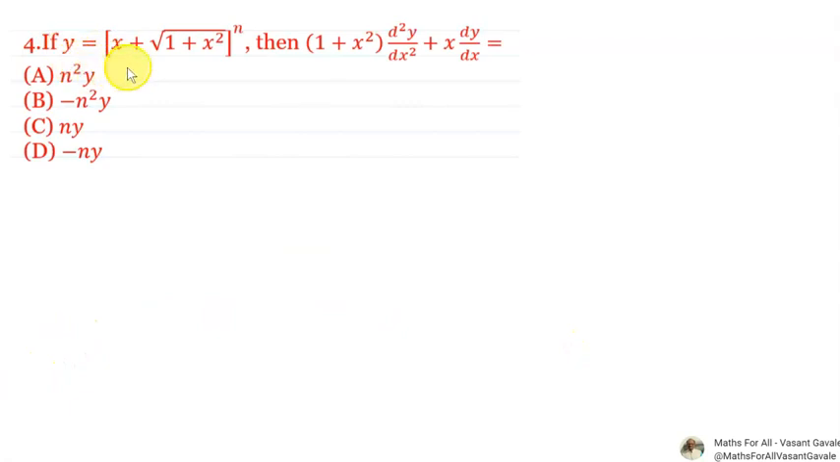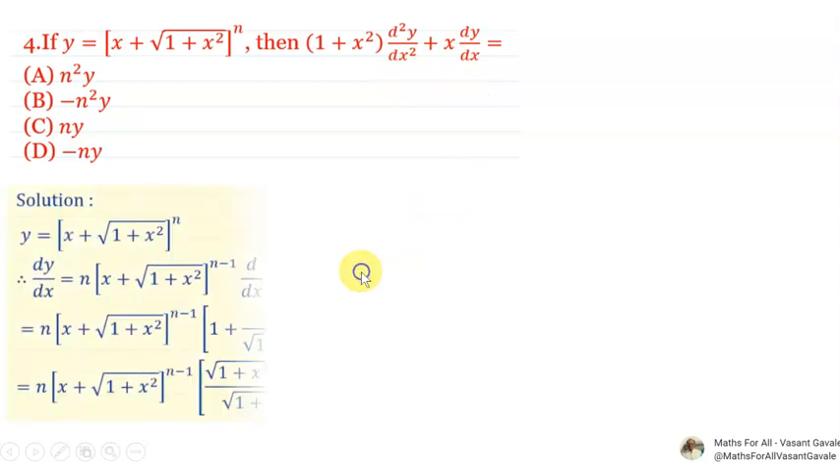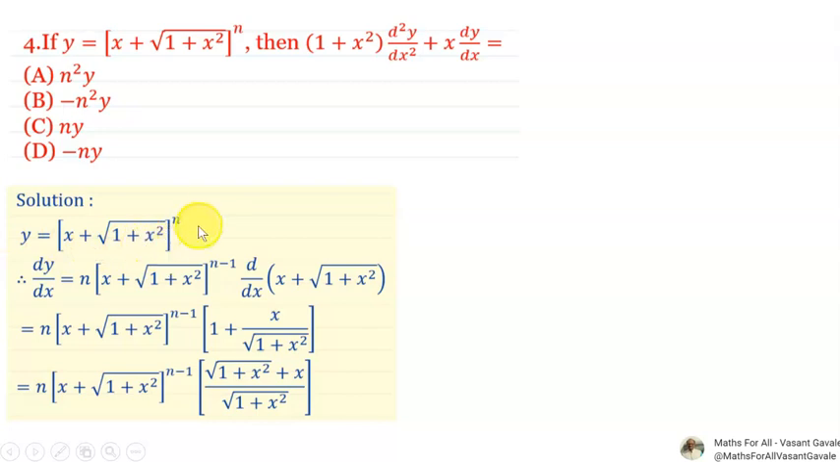Next, if y is equals to in bracket x plus root of 1 plus x square, bracket to the power n, then 1 plus x square into d2y by dx square plus x into dy by dx is equals to. Okay, now the first, y is equals to in bracket x plus root of 1 plus x square, bracket to the power n. Then dy by dx is equals to n times in bracket x plus root of 1 plus x square, to the power n minus 1, into d by dx of x plus root of 1 plus x square.